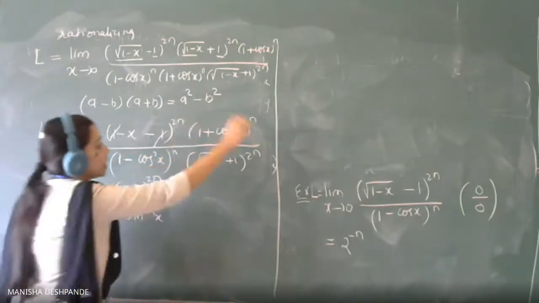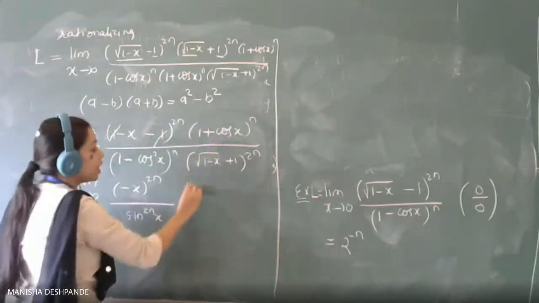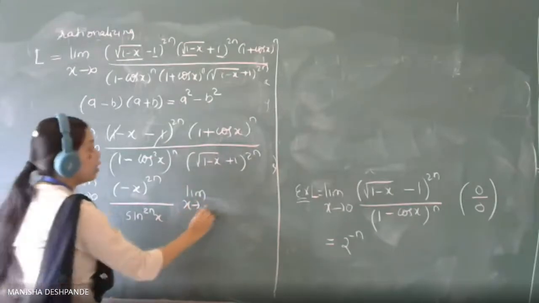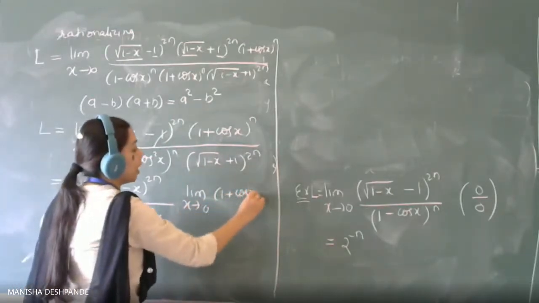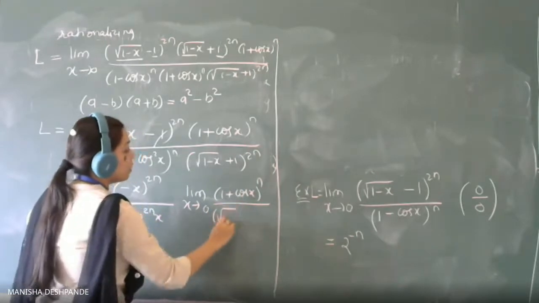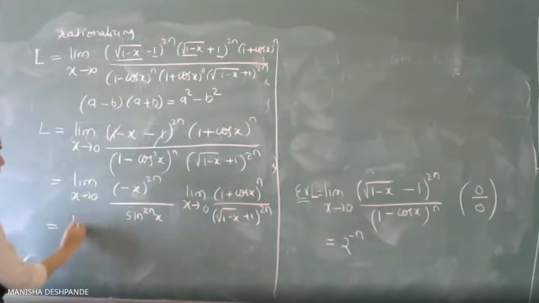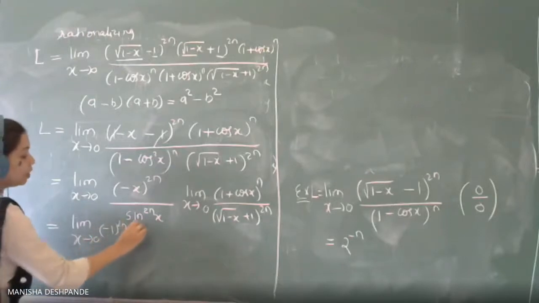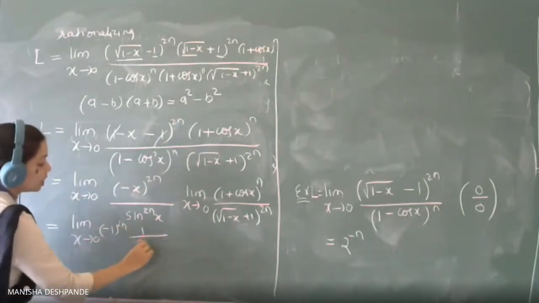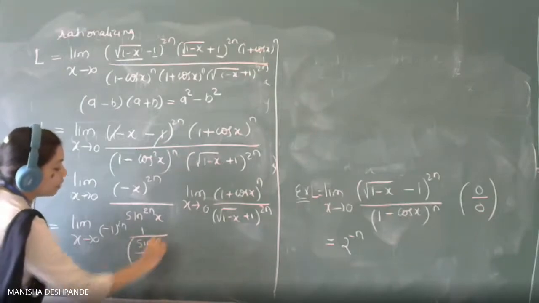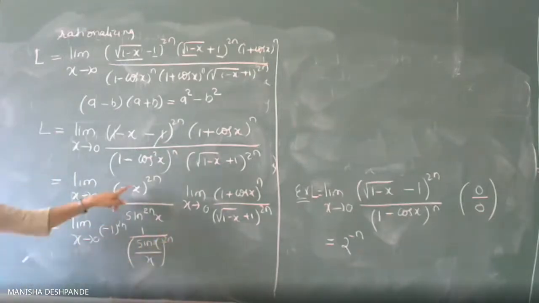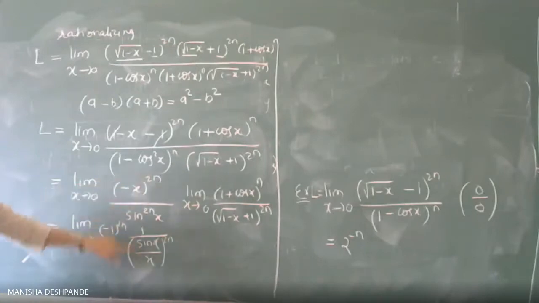Okay, and I get this is your first function and this is the second function, and the second function is finite. So I can apply the limit separately if it is finite. That is (1 plus cos x) raised to n divided by (root of 1 minus x plus 1) raised to 2n. Only this is the problem now. So this will become limit as x tends to 0 of (minus 1) raised to 2n. I'll write it this way. Just see, (sin x upon x) raised to 2n. This x I put in the denominator, both the powers are same. So (sin x by x) raised to 2n, and this answer is finite.